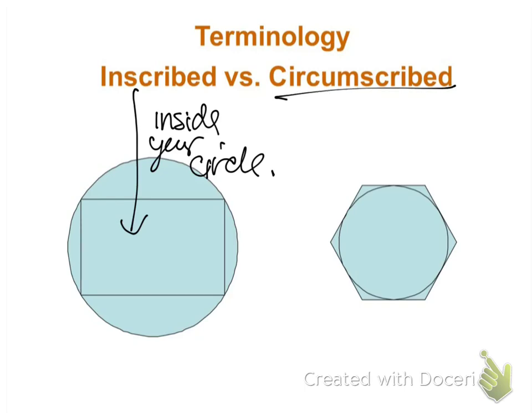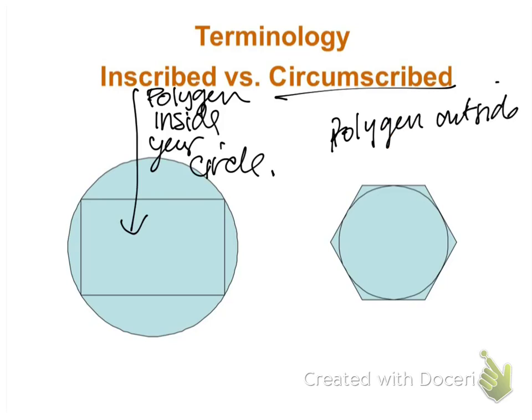Circumscribed is going to be when your polygon is outside of the circle. Okay, so everything's revolving around a circle. The only thing that's changing is the type of polygon that you have. So if you have a circle, and then in this case we have a hexagon, it is circumscribed outside of your circle. Okay, so here we have inscribed as inside your circle, and you could even put the polygon is inside your circle. And for circumscribed, you have your polygon outside your circle.